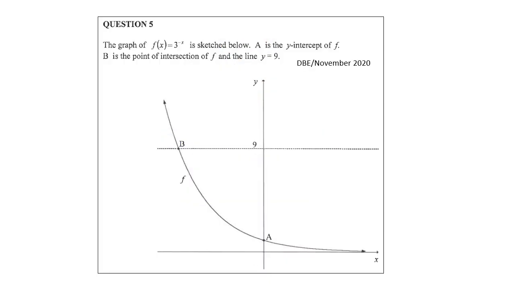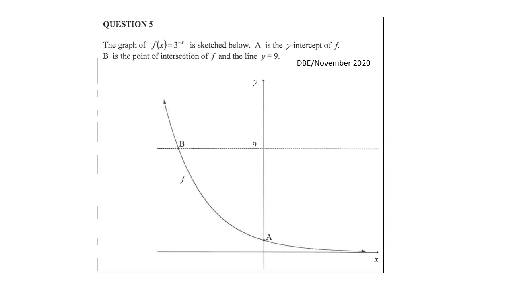We first look at question 5, and this is from the November 2020 question paper. The average that students scored for this question was 45%. The question gives us the graph of f(x) equal to 3 to the power of minus x. A is the y-intercept of f, B is the point of intersection of f and the line y equals 9.